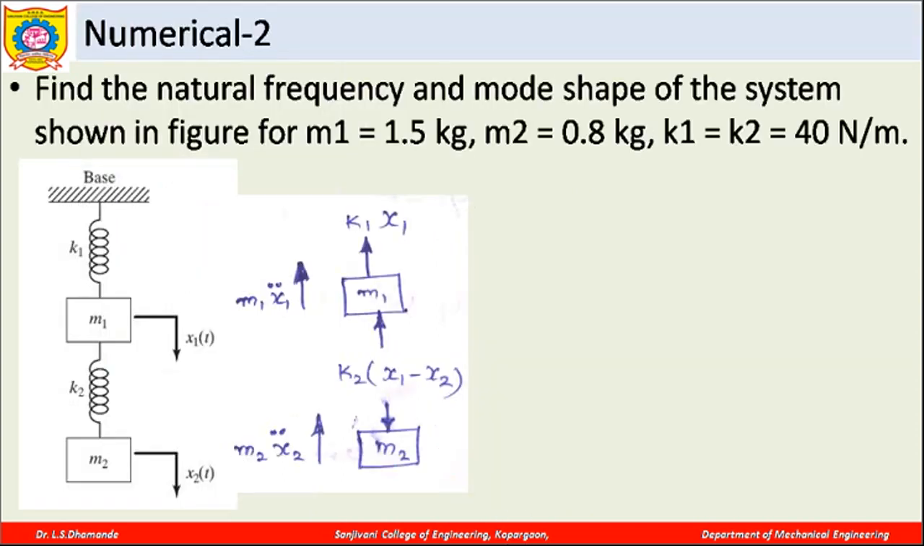Now we will see another numerical. This numerical we will see in the next part of this presentation.